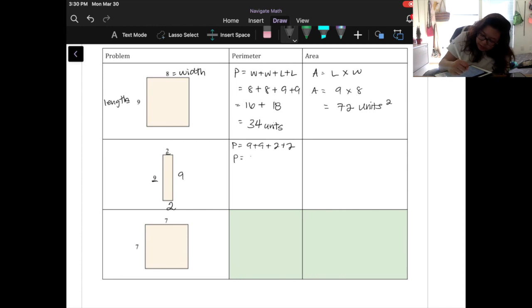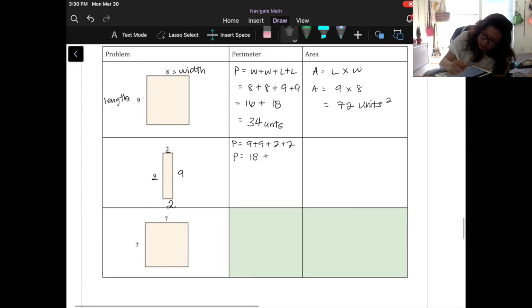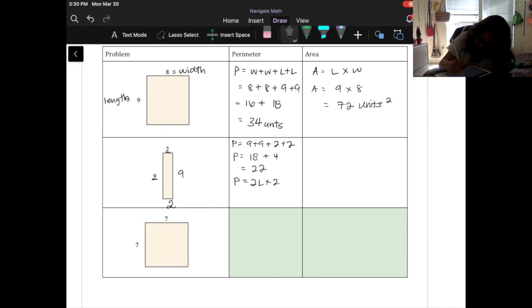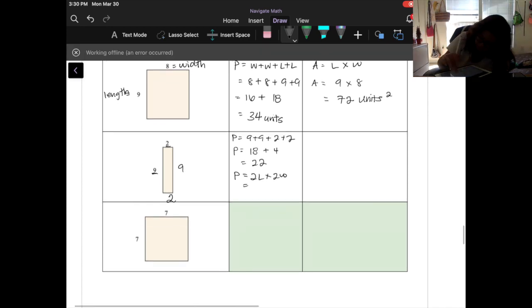So P equals 9 plus 9 is 18. 2 plus 2 is 4. So this gives me 22. Let's say I wanted to use the equation. Well, P equals 2L plus 2W. So that's 2 times 9 plus 2 times 2. 18 plus 4, which is 22.